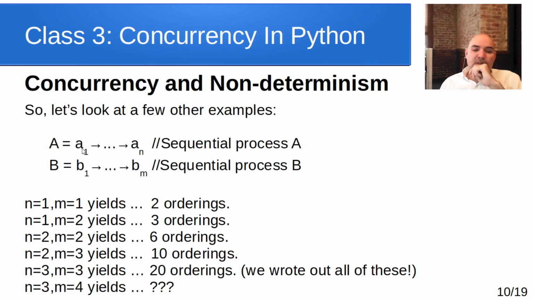What about 2 and 2? 2 and 2 gets 6 orderings. 1, 2, 3, 4, 5, 6.